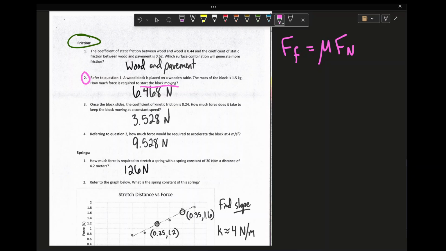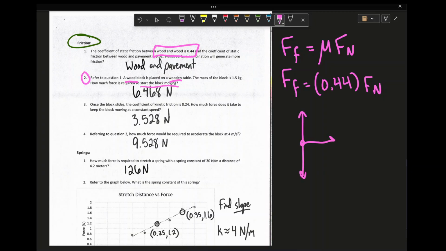So we would need to find our coefficient of friction. It's wood on wood, so that is up here. It's 0.44. So the force of friction is going to be 0.44 times the normal force. And now we get to the problem of, well, what the heck is the normal force? If we were to draw a free body diagram of our object here, we know that we would start with the force of gravity. There's a normal force holding the box up.